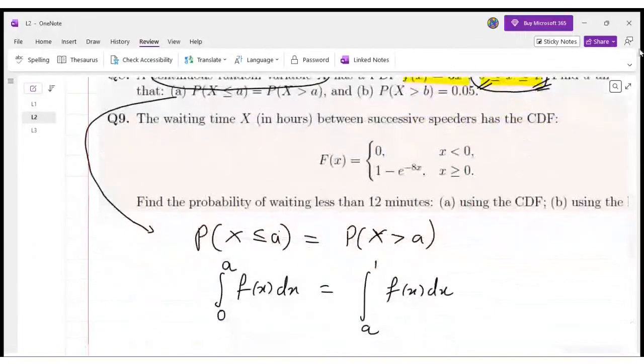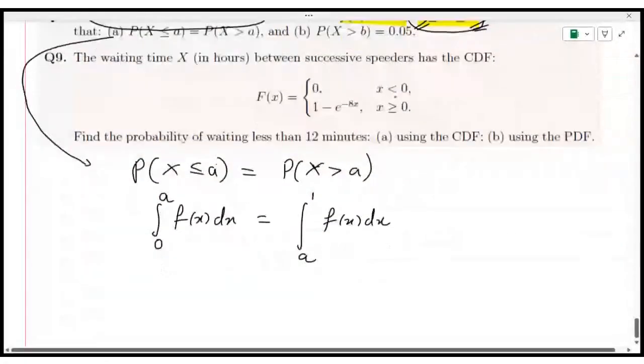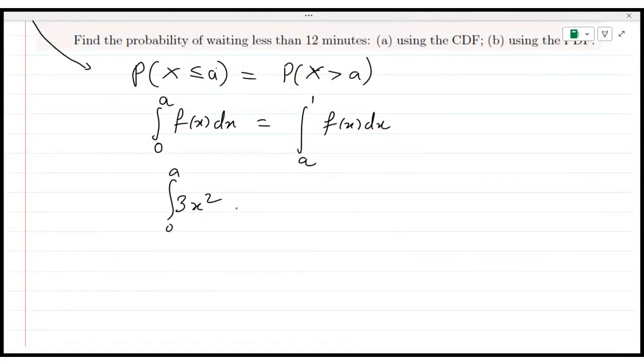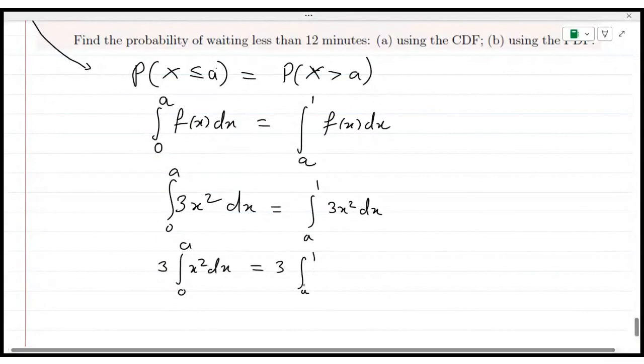Now, what is the function? The function is 3x square. So now we'll put 3x square in place of f of x. We will do the integration from 0 to a of 3x square dx, equal to the integration from a to 1 of 3x square dx. 3 is constant, so 3 will come out. We have to do the integral of x square. Same thing on the right side: 3 is constant, 3 will come out, and we integrate x square from a to 1. So this 3 and 3 will cancel out.